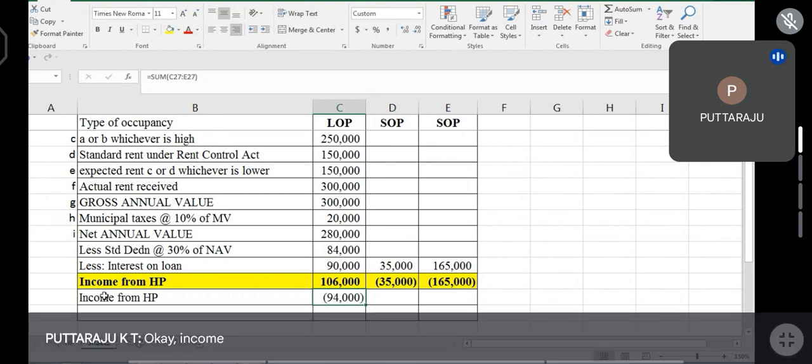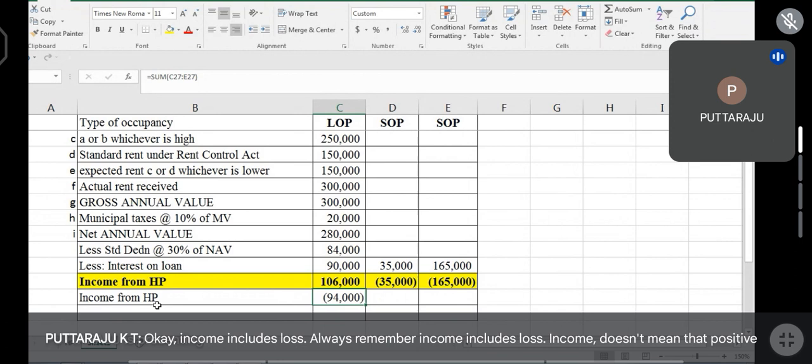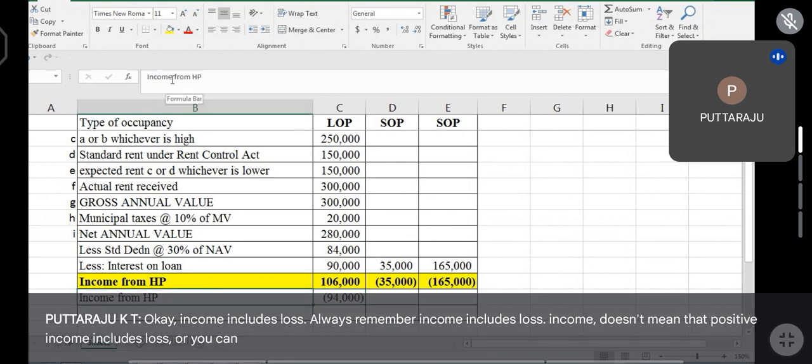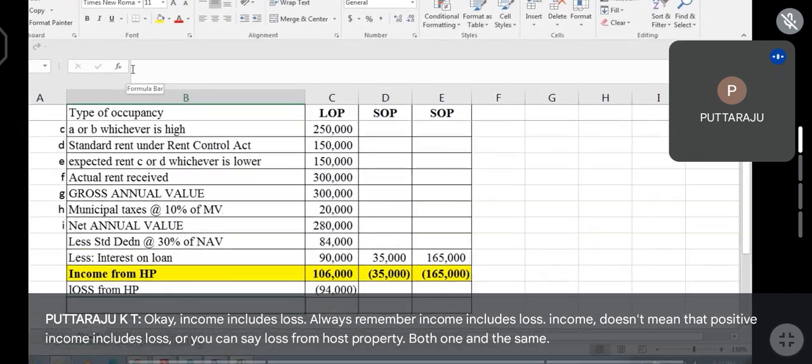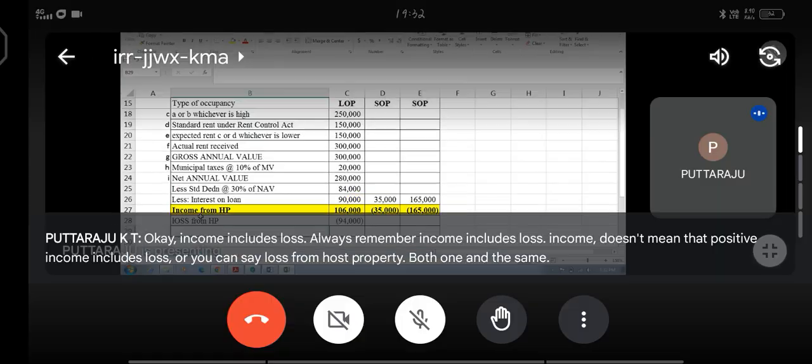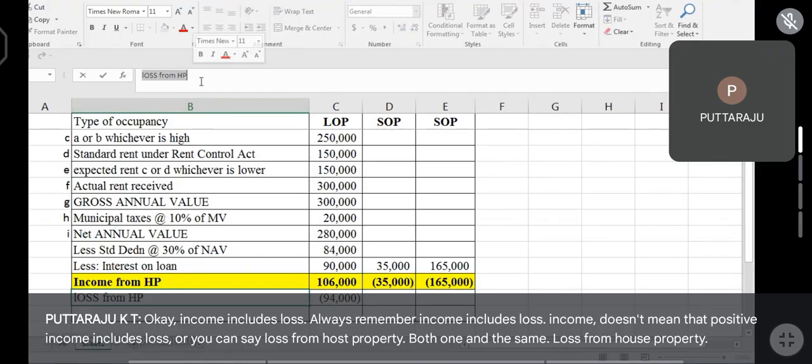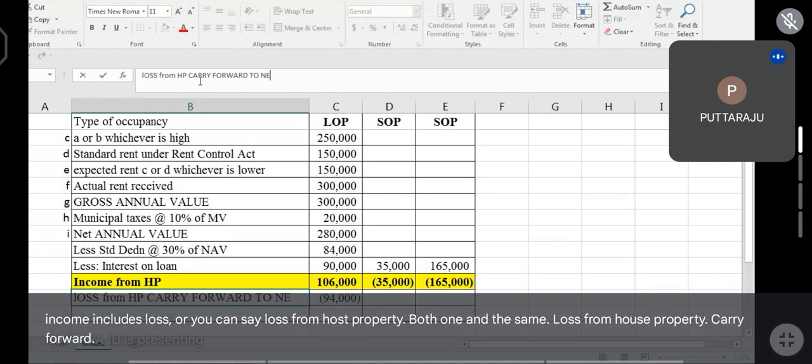Income includes loss. Always remember, income includes loss. Income doesn't mean that it is positive. Income includes loss. Or you can say loss from house property. Both are one and the same. Loss from house property is carried forward to the next assessment year.